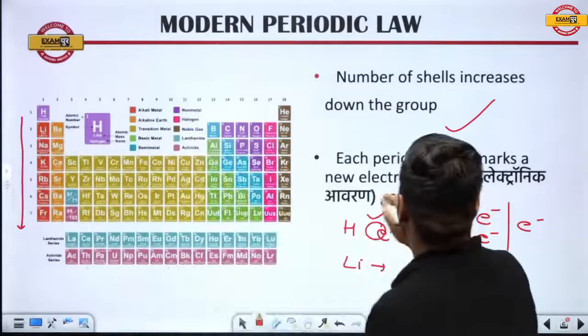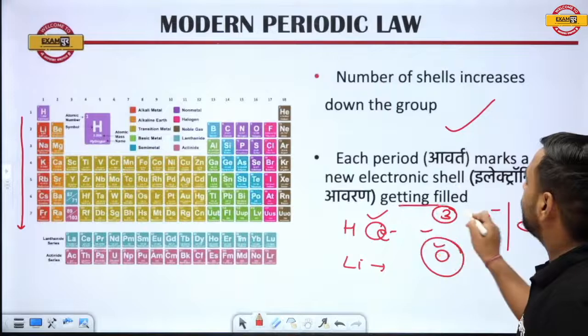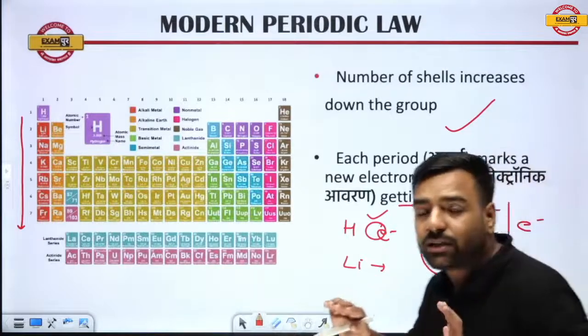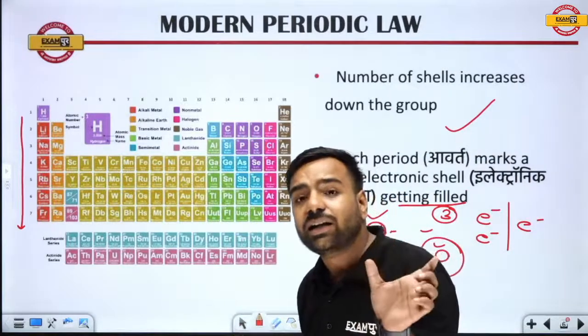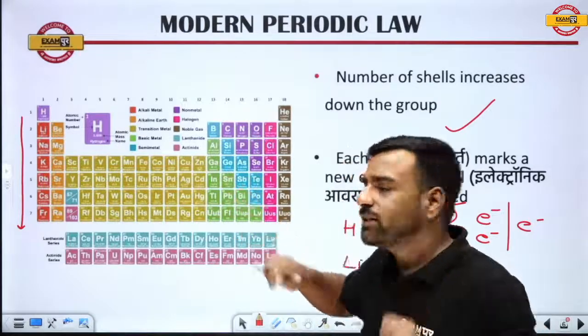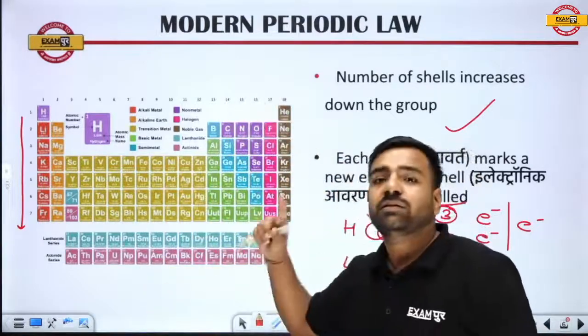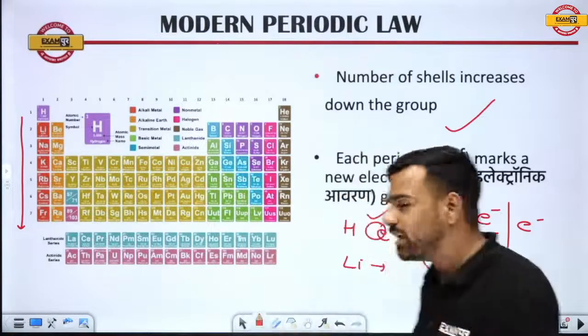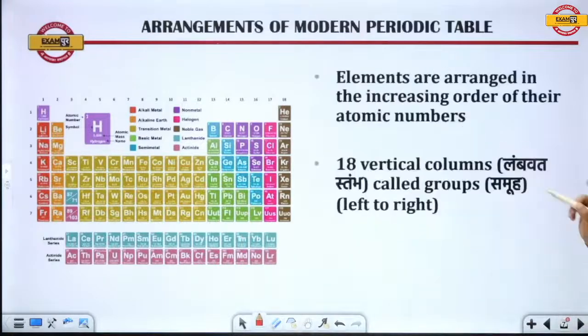Fine. Each period marks a new electronic shell getting filled. So we are talking about electrons that are getting filled. How are they getting filled? Using that formula. Remember 2n square? So yes, when we move downwards, the number of shells is increasing. Fine. Let's move forward now.